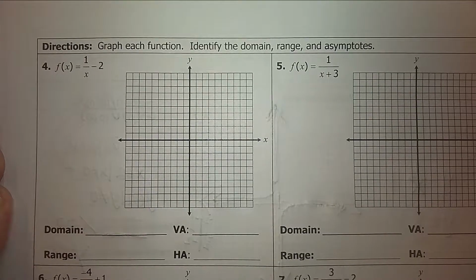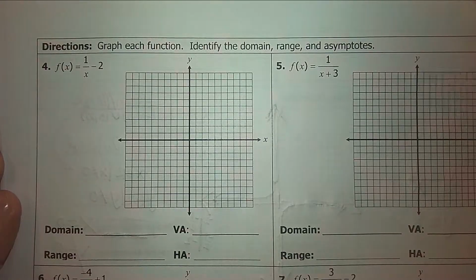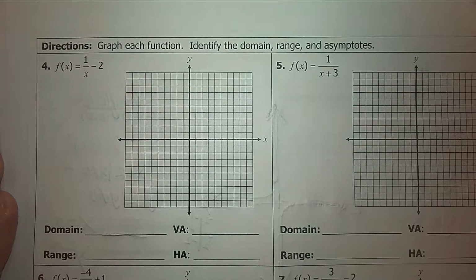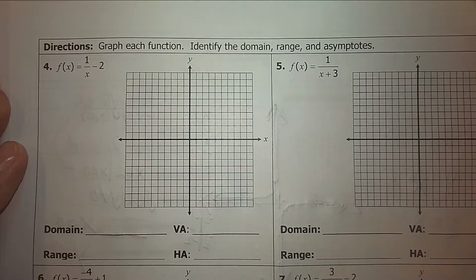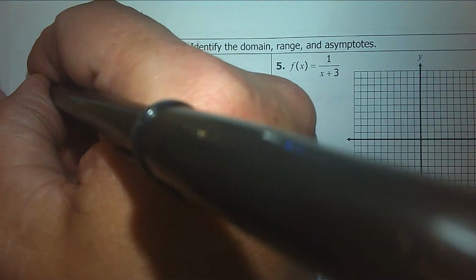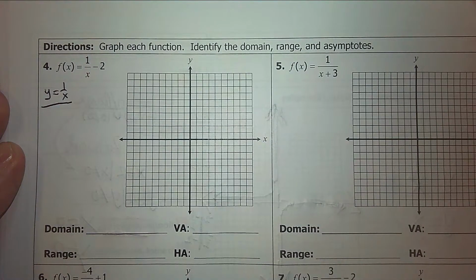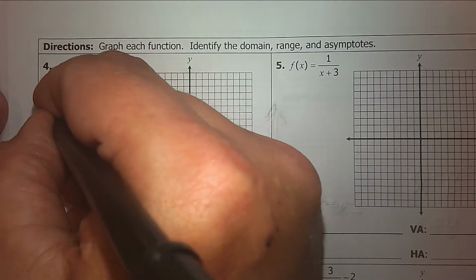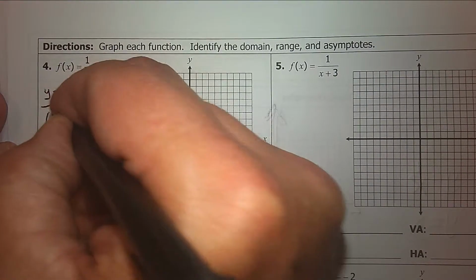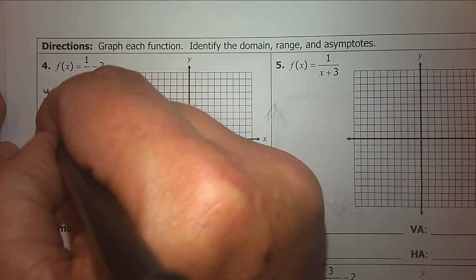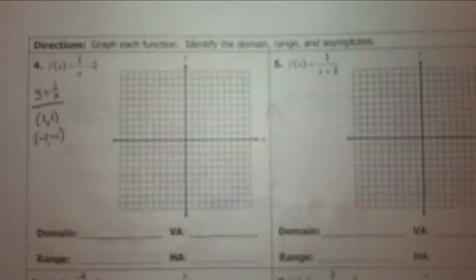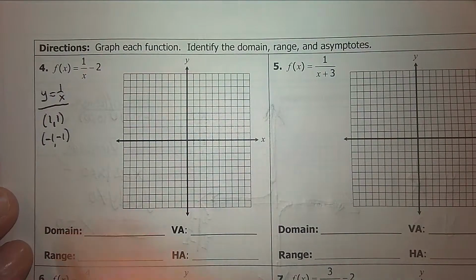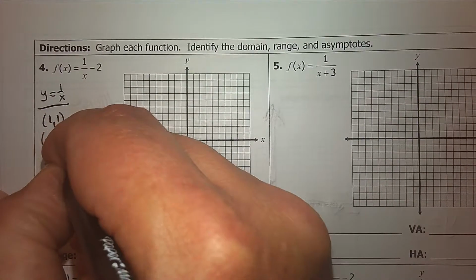All right, let's do some graphing. So graph each function, identify the domain, range, and asymptotes. Here we go. So to start with, we're going to start with the parent. The parent is what we started with, and we're going to write down the 2 points that we're going to transform. So we're just going to take the easy points, which are 1, 1, and -1, -1. We're not going to transform the fraction points or decimals. We also have 2 asymptotes we need to transform, which are 0 and 0.